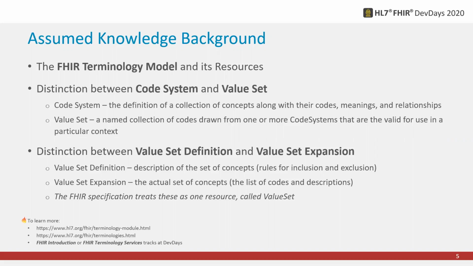I also, for time's sake, have to assume that you have a certain knowledge base, and here's the list of information that I have to assume. I will call your attention to one thing: in the grander world of HL7, a value set definition and a value set expansion are considered to be 2 separate things. But for implementation reasons, FHIR treats those as a single resource called a value set. And so that's the way I'll use the term value set throughout this presentation, where the definition and the expansion are considered part of the same thing.